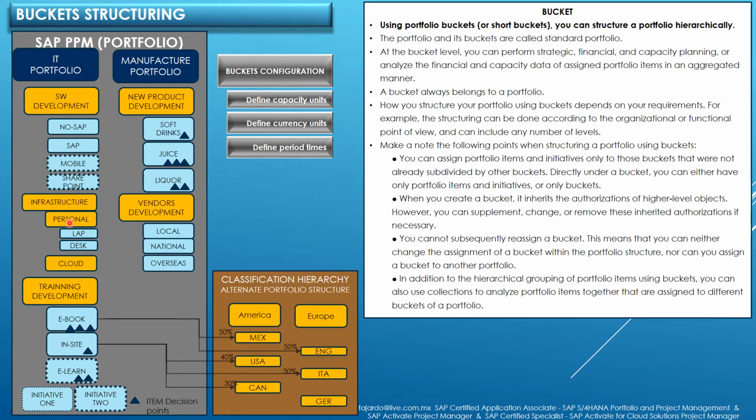Another point is that the authorizations will be inherited from upper elements. For example, the buckets receive authorization from the portfolio, and items receive the same authorizations as the bucket, but those authorizations can be changed. A bucket can be reassigned. What does that mean? That means that I can move this bucket, this sub-bucket, for example, to this other bucket.